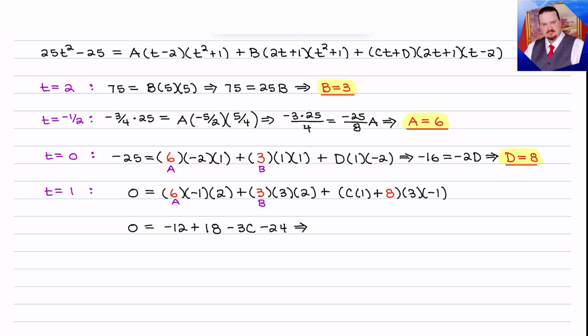Let's do the simple arithmetic. What's 18 minus 12? That's 6. 6 minus 24 is negative 18. So we add 18 to both sides. So we get negative 3C is 18. And what does this say? Of course, this says that C is equal to negative 6.